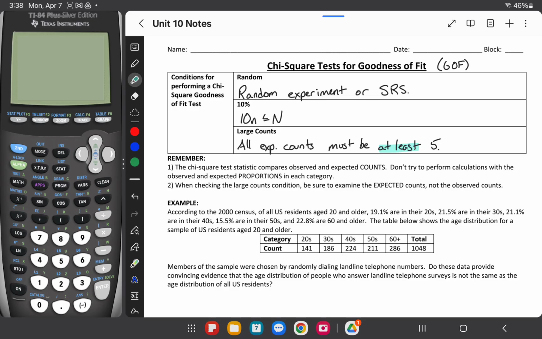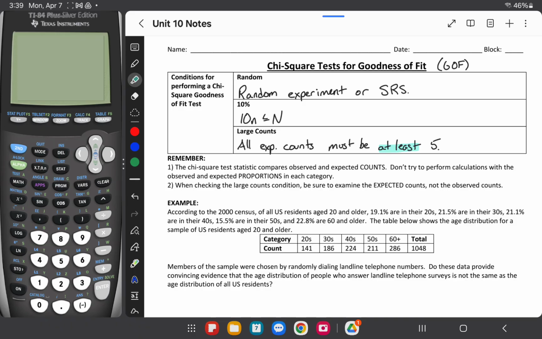So for our example that we're going to look at, it says according to the 2000 census of all U.S. residents aged 20 and older, 19.1% are in their 20s, 21.5% in their 30s, 21.1% in their 40s, 15.5% in their 50s, and 22.8% are 60 and older. We've got our table below, which shows our age distribution for a sample of U.S. residents aged 20 and older. So you can see the counts for each of those observed values for those in their 20s, 30s, 40s, 50s, and 60 and more. Members of that sample were chosen randomly by dialing landline telephone numbers.